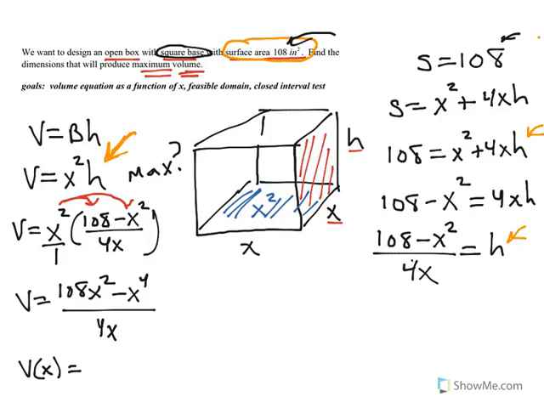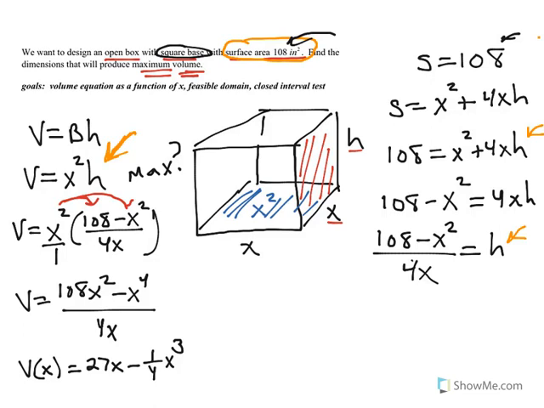So if we divide everything by 4x, 108 divided by 4, that should get us 27. And x squared divided by x, that's going to simplify to just x to the first power up top, minus 1 over 4. And then simplify your x's, x to the 4th up top, divided by x down bottom. That's going to leave us with x to the 3rd. So now we have a volume model that's a little bit simpler to work with.